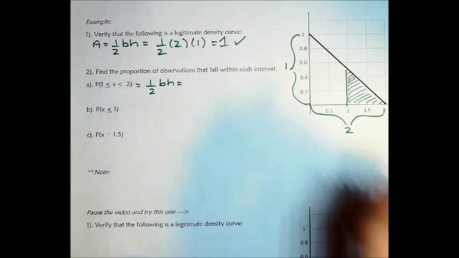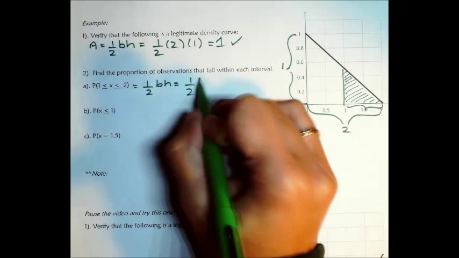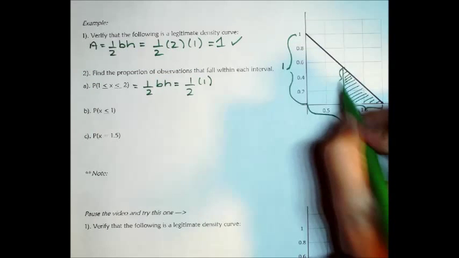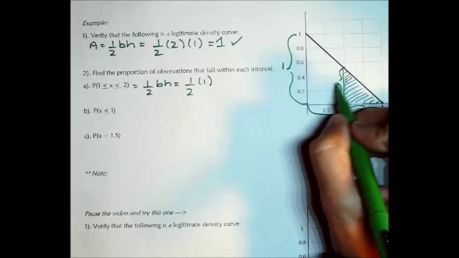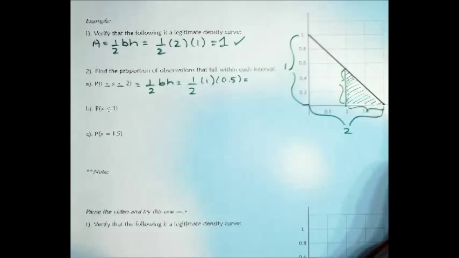This time our base is from 1 to 2, which is only 1. Our height is from here to here, which is approximately 0.5. So the area between 1 and 2 is going to be 0.25.